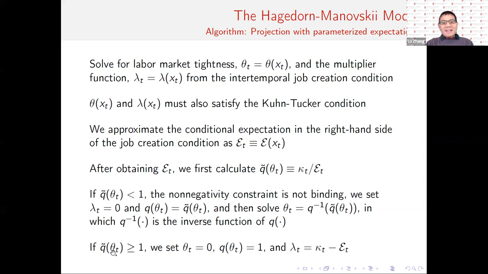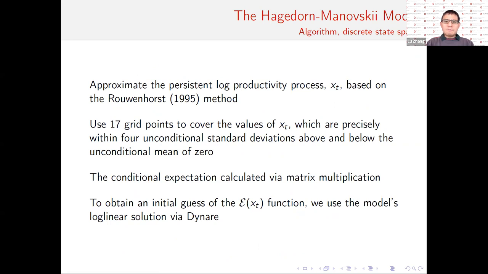Okay, if on the other hand, Q tilde is greater than or equal to one, especially greater than one, then we know the vacancy constraint is binding, and then we set the vacancy V to be zero because it's binding, and therefore labor market tightness as the VU ratio must be zero as well, and then Q is one, and then we calculate the Lagrangian multiplier as kappa_t, the unit cost of vacancy, minus the conditional expectation. So that's how we satisfy the intertemporal job creation condition.